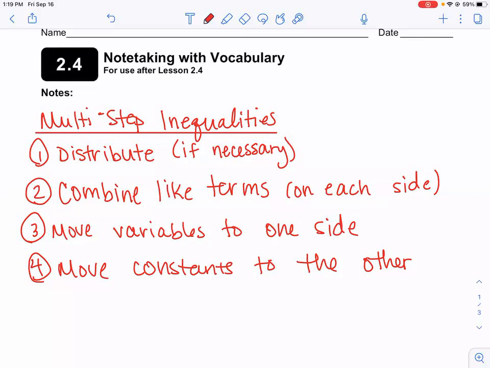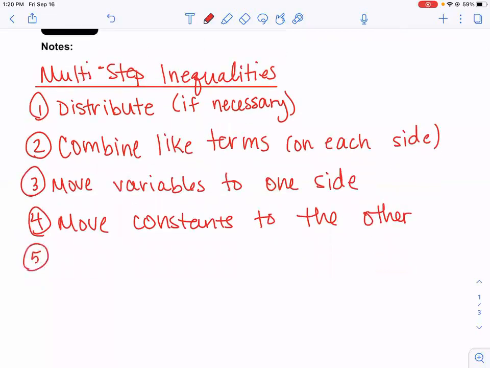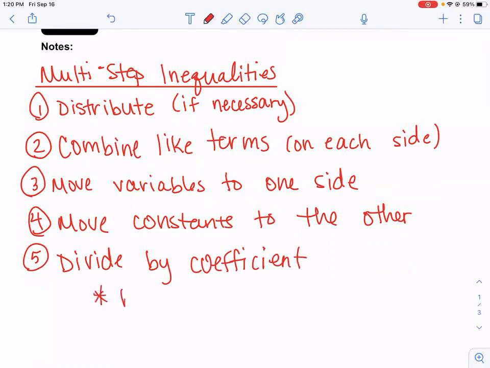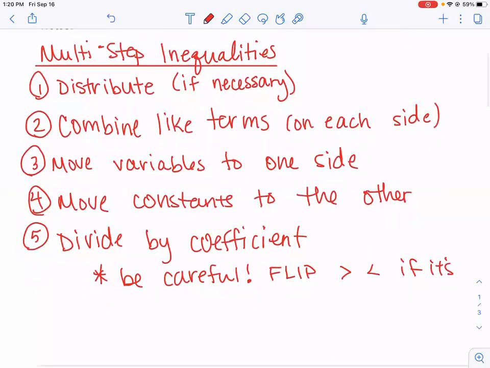Some of you are going to dislike negative coefficients for your variable. Okay, you do what works for you, but we need one side for the variables, one side for the constant. Okay, at that point, you're going to have a coefficient with your variable. So you'll have to divide by the coefficients. But be careful. Why am I saying be careful? Flip your inequality if you're dividing by a negative number. Yep.